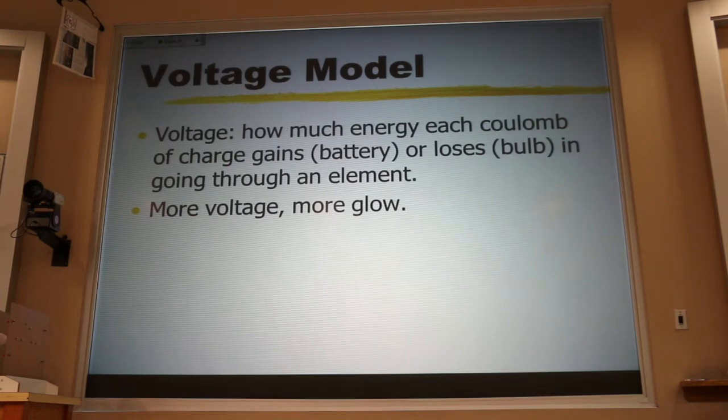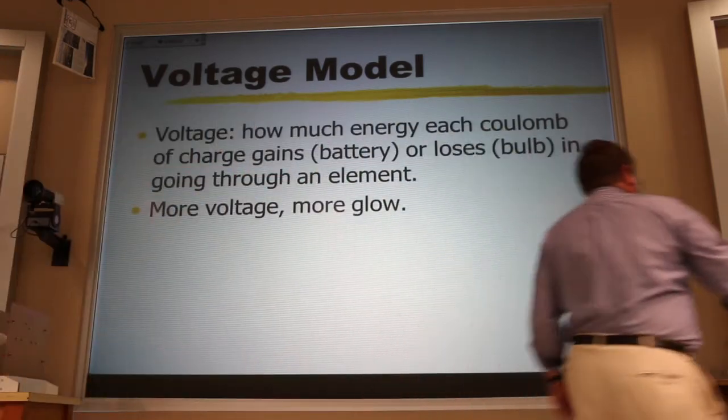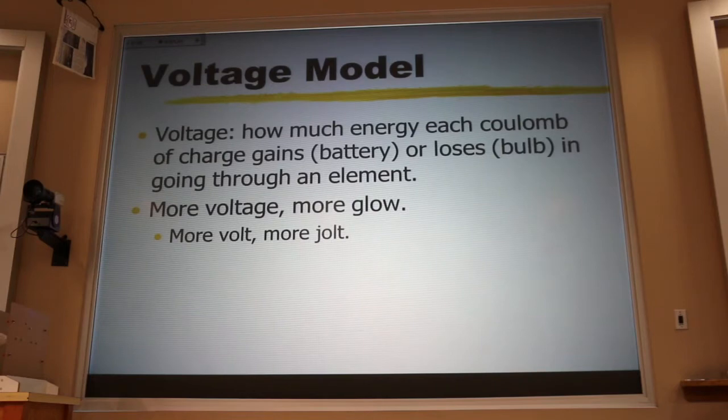Now, those two ideas are not unrelated. If there's more voltage across the bulb, more pressure difference across the bulb pushing current, well, the result is I get more current going through the bulb. So once I see that a bulb is brighter, I not only know that it has more flow, I also know that it's got more volts. Now, we say more volt, more jolt. If you could come up with something catchier than that, I am all ears. That doesn't do it for me. Okay? But that's the best we got.